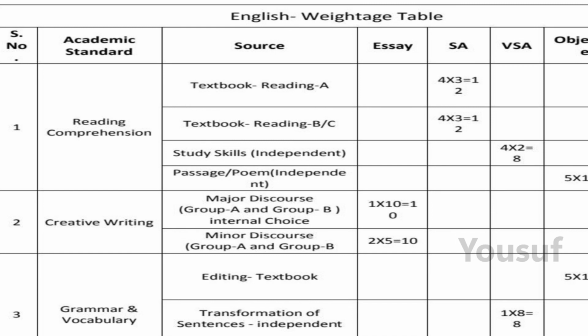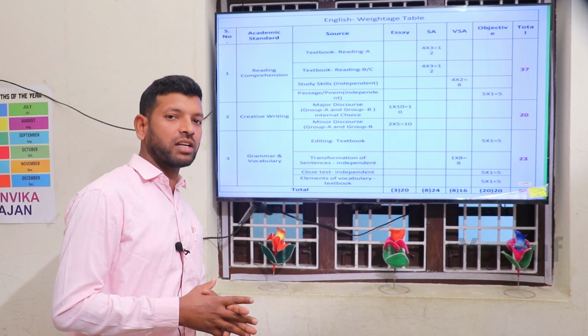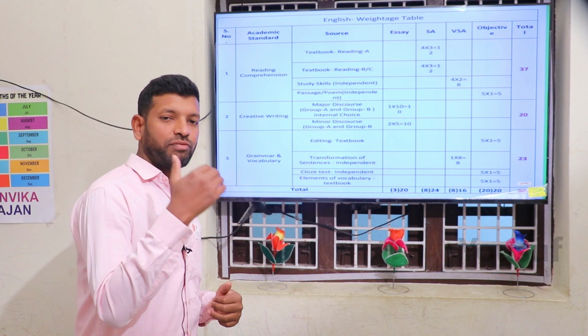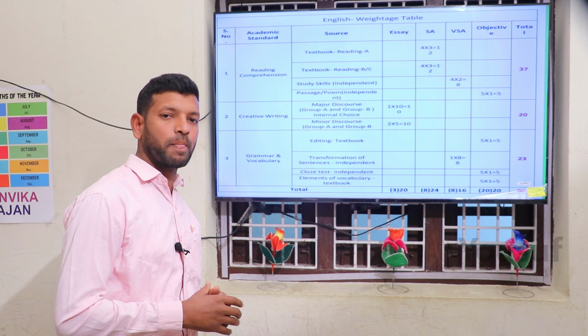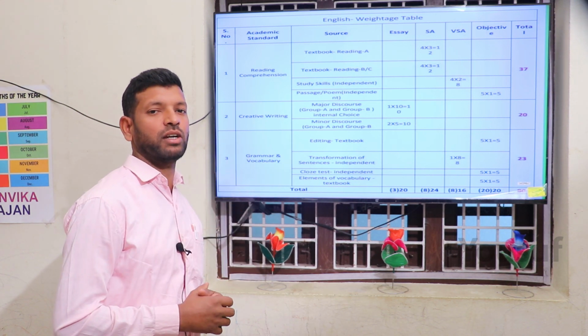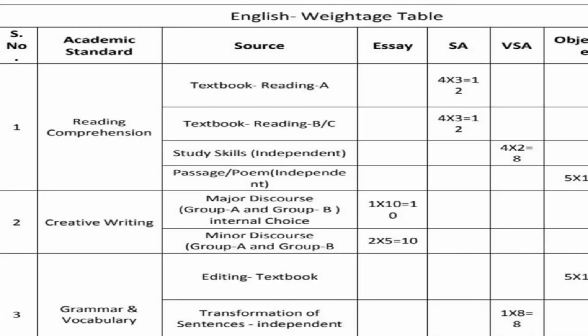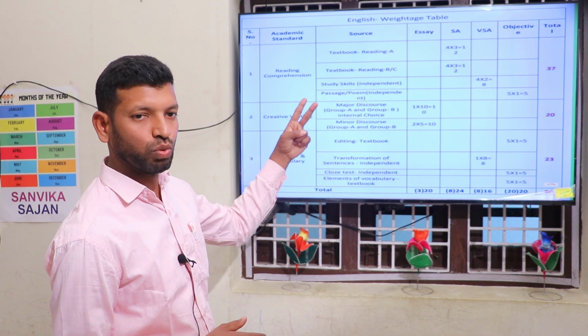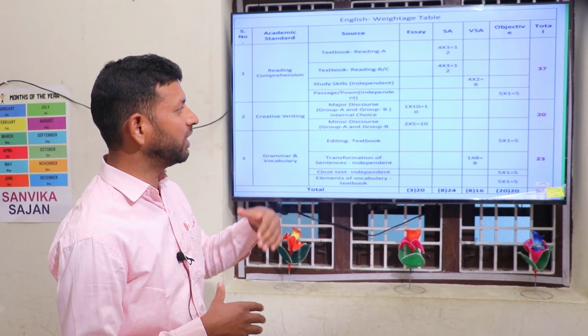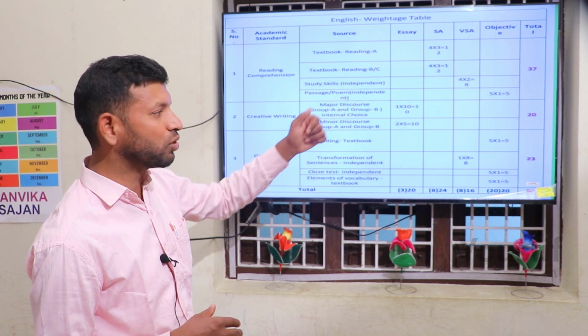And later textbook reading B and C. As you know, there are 3 readings, reading A, reading B and reading C, in every English textbook from 6th standard to 10th standard. You could see here the same: reading A 4 × 3 = 12, and textbook reading B and C 4 × 3 = 12. So from these two we are going to get 2 paragraphs, and the marks for the first one is 12 and the second one is also 12 marks.